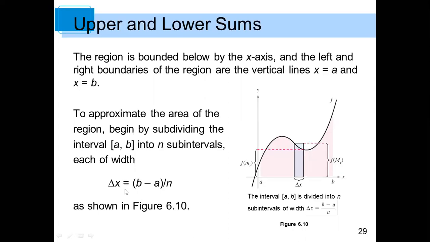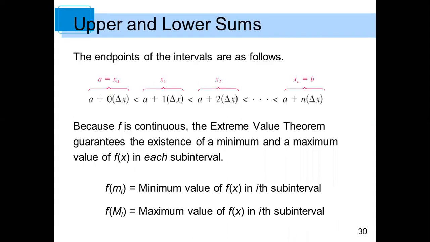So what's that, b minus a divided by n? Well, b minus a is the width of the entire region. n would be how many subintervals you're dividing it into. Like if you're dividing it into 10 different rectangles, then you would do b minus a divided by 10. That's going to be your delta x. That's how much the change in x is. That's the width of each little subinterval.